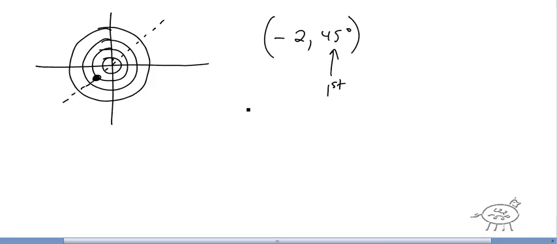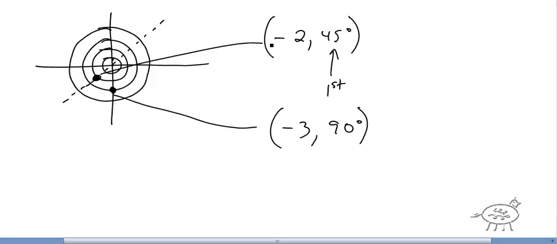That's really not that bad. Let's do another one here. Negative 3 comma 90 degrees. Well, here's 90 degrees, this is the positive y-axis, so I go to that angle first, and then it's negative 3, so I go the other way. 1, 2, 3. And that's that guy right there. So that's how you deal with negative r values. That's not too bad.